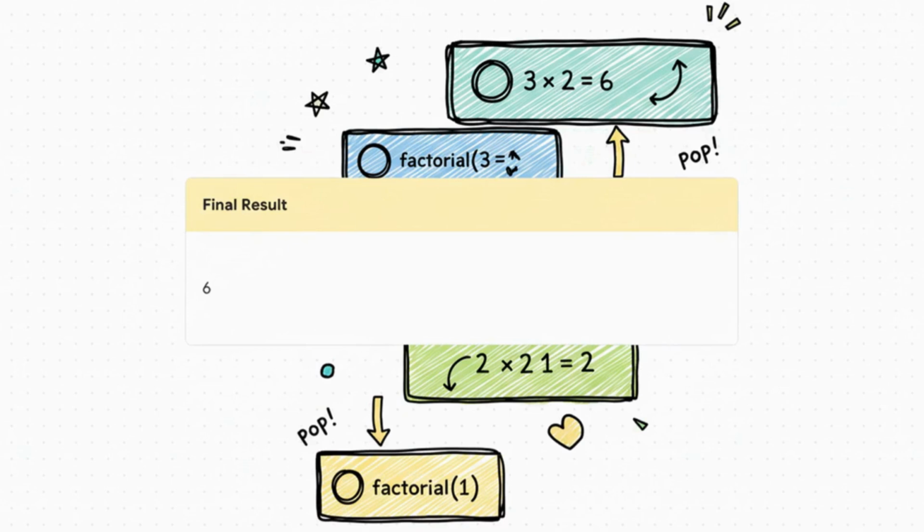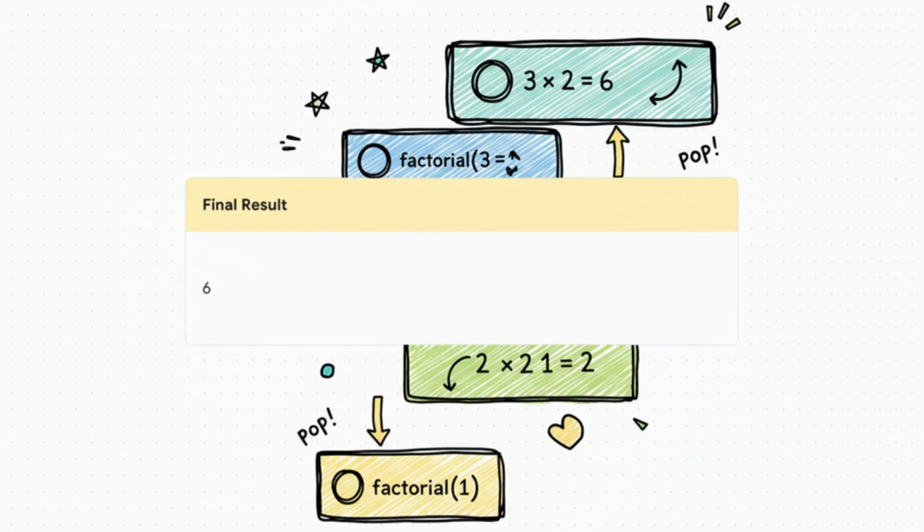And this beautiful little cascade just continues. Factorial of 1 returns 1, and its frame is popped. Factorial of 2 grabs that 1, calculates 2 times 1 is 2, returns, and it gets popped. And finally, we're right back where we started, at our original factorial 3 call. It gets the 2 from the previous call, calculates 3 times 2 is 6, and returns the final answer. The stack is empty again, and our problem is solved.